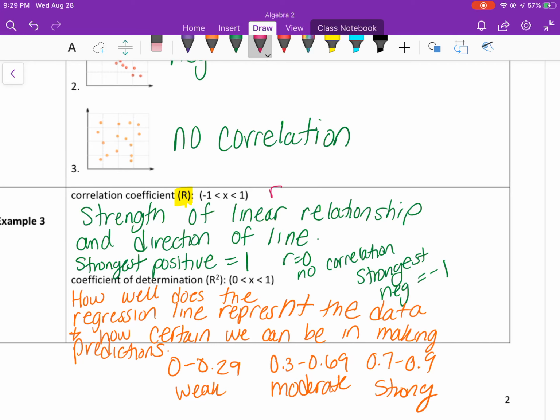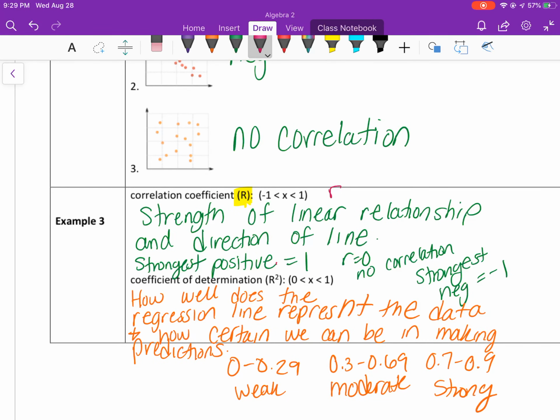It's a number between -1 and 1. When you have the correlation coefficient equal to 1, that's the strongest positive relationship that you can have. That means that if you have a scatter plot, all of those points are perfectly on that line. And if you have an r equal to -1, that means all of your data points are on a line that has a negative slope. So it's like the perfect correlation, positive or negative.